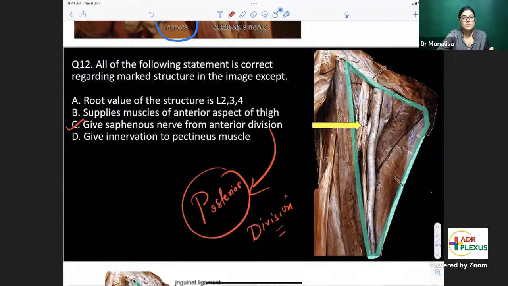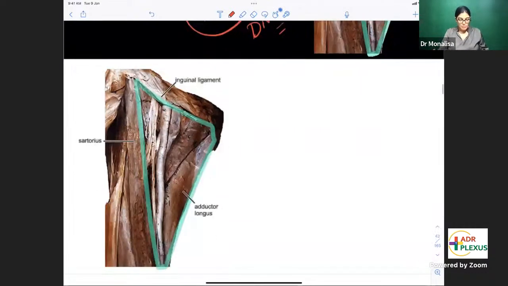Posterior division, yes, saphenous is from posterior. Can you tell me the name of the cutaneous nerves from the anterior division of the femoral nerve? Anyone? Lateral cutaneous nerve of thigh? No. Medial cutaneous nerve. Yes, Lavanya, you're absolutely right. It's the medial and intermediate cutaneous nerve.